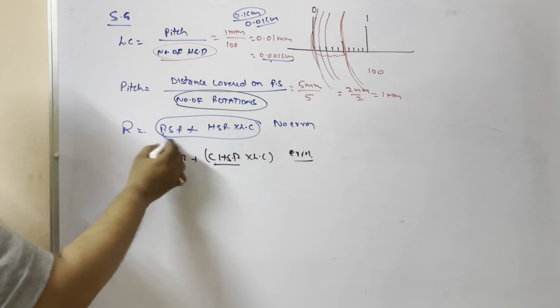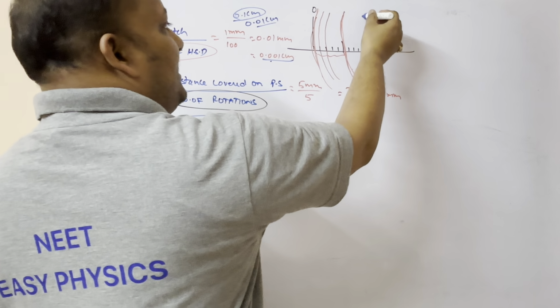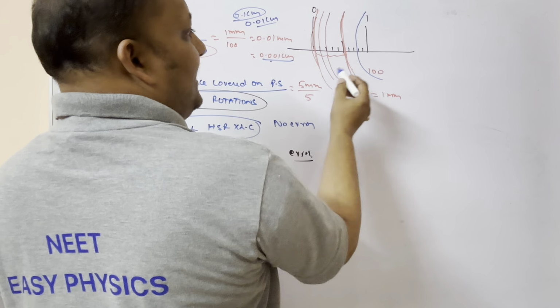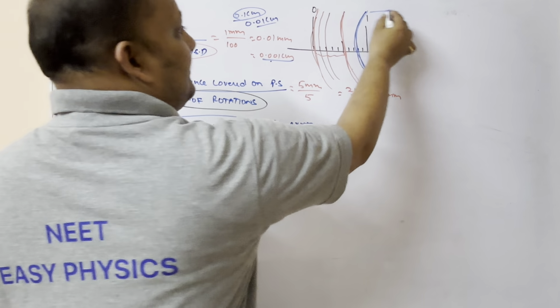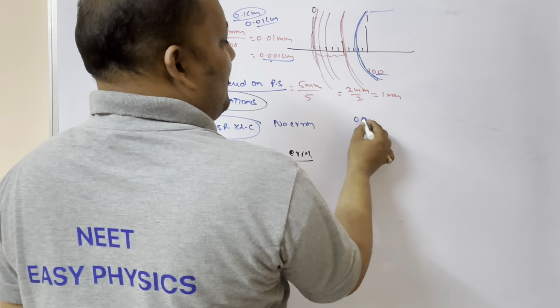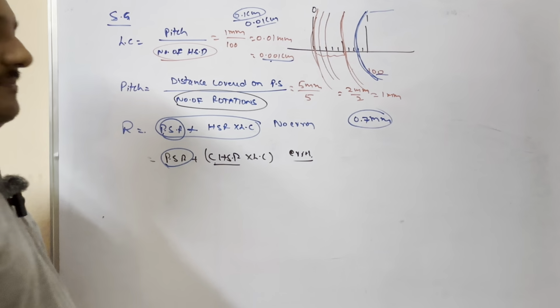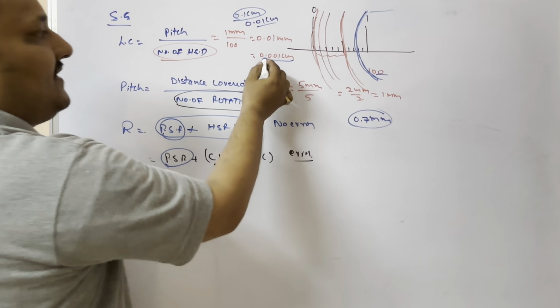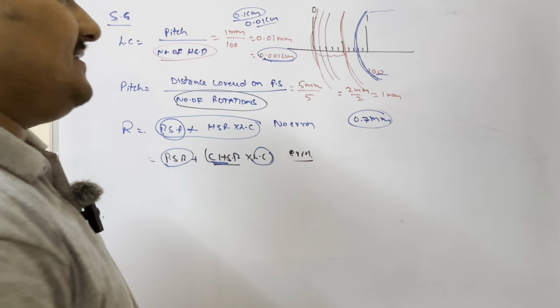How to take the PSR reading? It means how much value is going to be visible. Let us assume here it is there, which is the head scale. Then how much is visible here? This is 0, this is 7. Therefore, 0.7 mm. 0.7 mm is the PSR. Now, what is the least count? For a normal screw gauge, this is the least count.